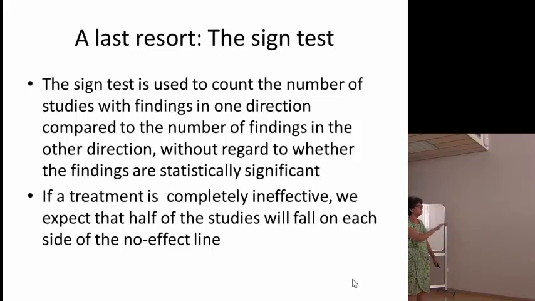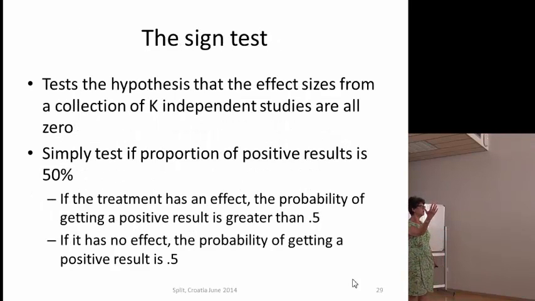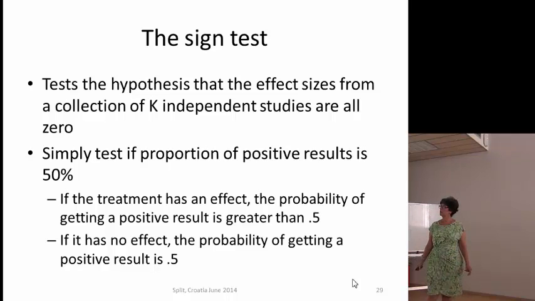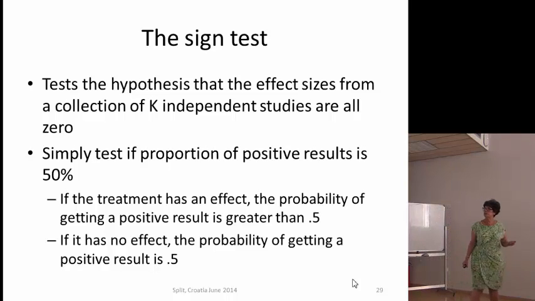So what you want to do is test the departure from the proportion of positive and negative results you would expect if there was no real effect. So the hypothesis you're testing here, your null hypothesis, is that the effect sizes from this collection of studies are all really 0. And the test you actually do is to see whether the proportion of positive results in the direction you hypothesize is statistically departing from 50%.